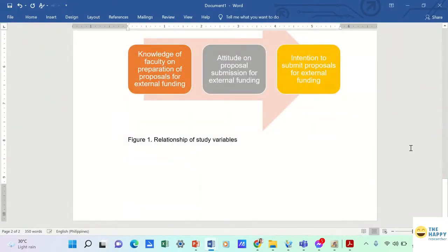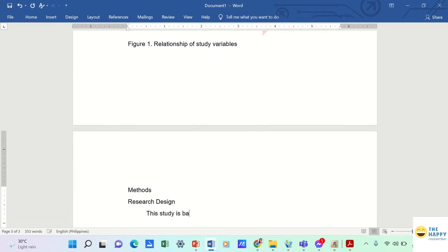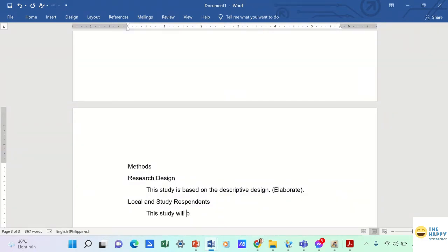So next, we will now be making our methods. Usually it's called materials and methods for experimental, biological and physical researches, while for your social researches it's usually called methodology. But I will be using methods. The parts of materials and methods or methodology are outlined in our stylistic format. So the first is the research design.